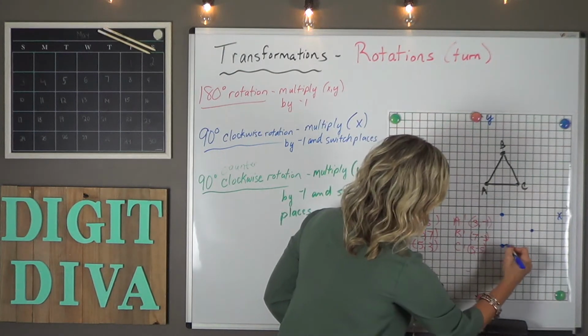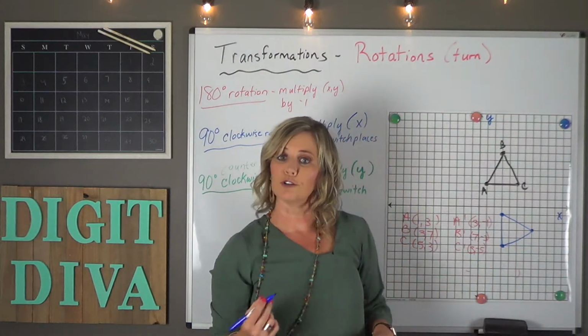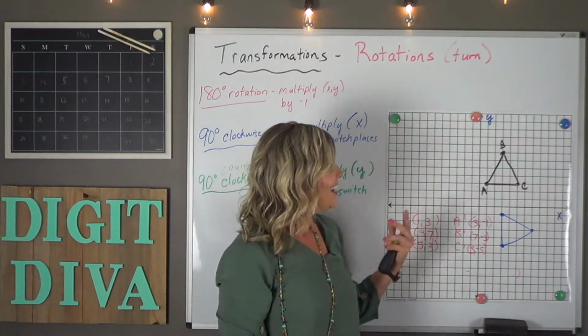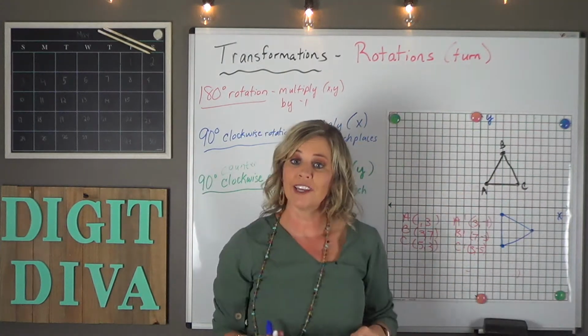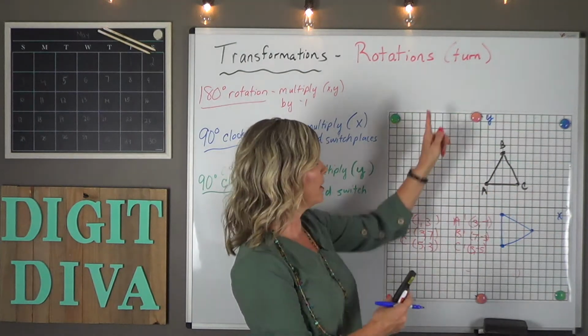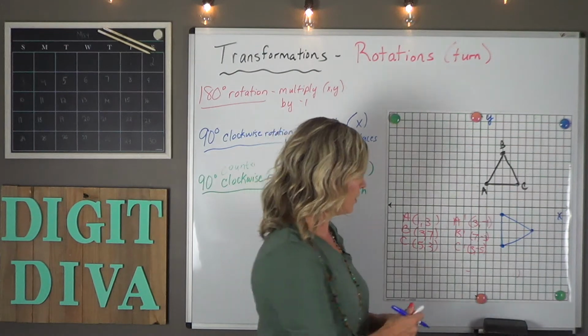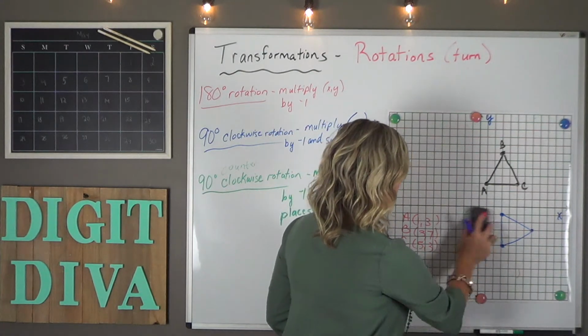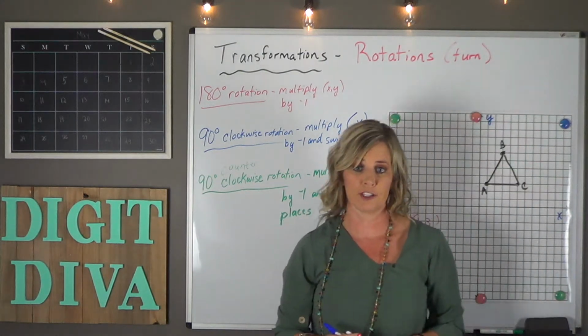Let's look at our shape. Is it still a triangle? Yes, it is. Is it still the same size? Yes, it is. It's simply rotated or turned 90 degrees clockwise. Remember, 12, 1, 2, 3, 4, so clockwise. All right, and our last one that I want to practice with you is the counterclockwise rotation.